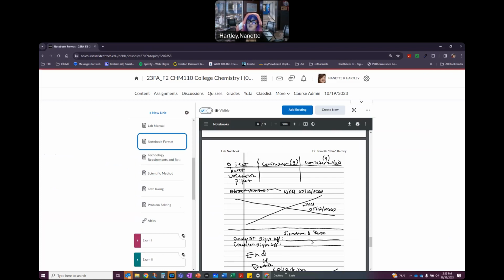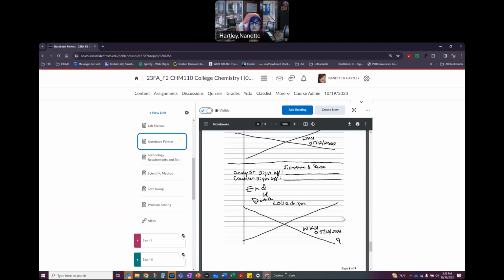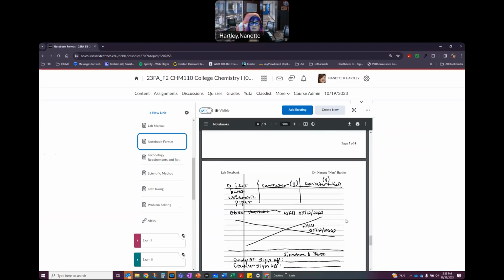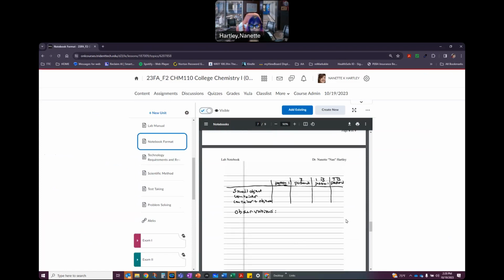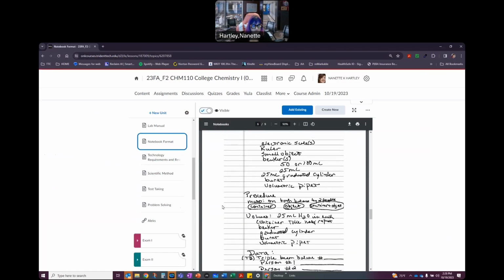You need to have somebody else sign off on it, and those dates should match. So they should be the same day. And we don't back sign things. So if you bring it to me on Thursday, I'm not going to sign it for Monday. So that's why that's done. Okay, so that's everything about the lab notebook that we need to talk about.